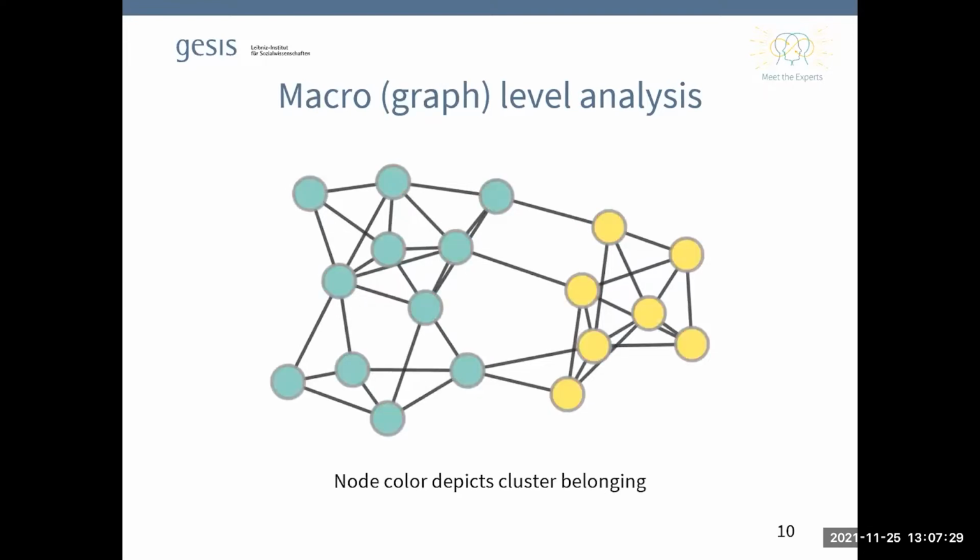Then there's also the macro or the graph level of analysis, where the whole graph is taken into account, for example, as in this example here, to divide the nodes into two clusters by whatever metric, there are many of those.